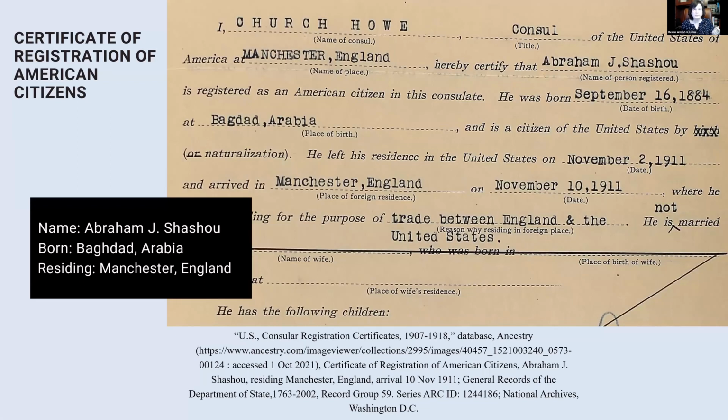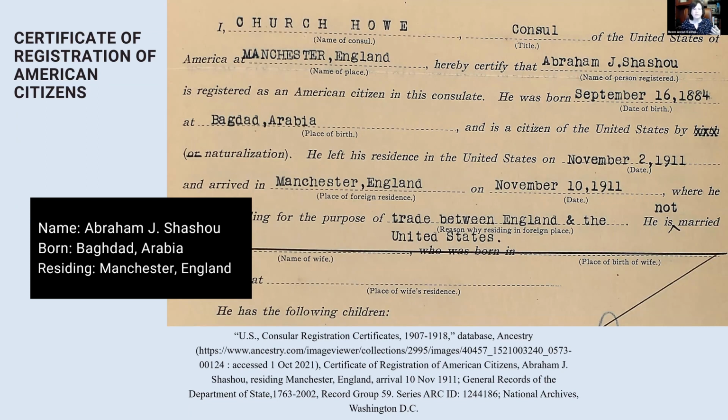This example is a certificate of registration for an American citizen. It is someone who was then abroad, who's American, a US citizen, but then is abroad for some reason and registered with the embassy. So here we have Ibrahim Shashu. He is born in Baghdad. It says Arabia. We know that's today Iraq. Where he lived, you see, not specifically in the United States, but that he was a US citizen, so he must have naturalized in the United States. When he arrived in England, what years, why, what he was doing, whether he was married or had children.